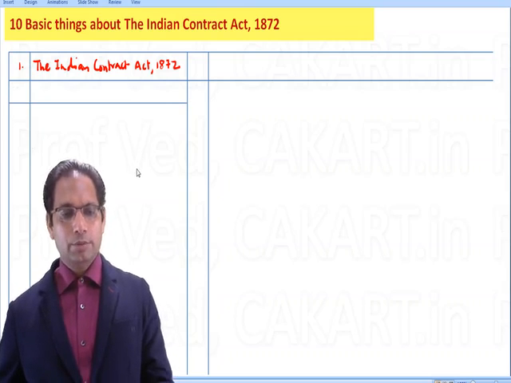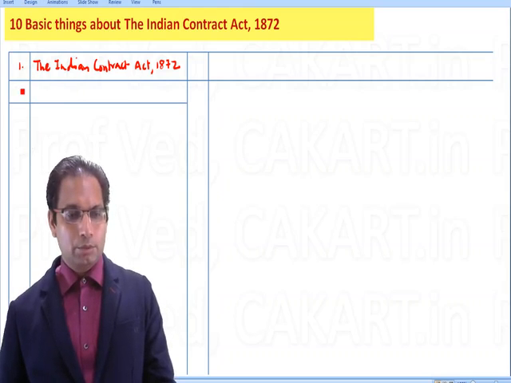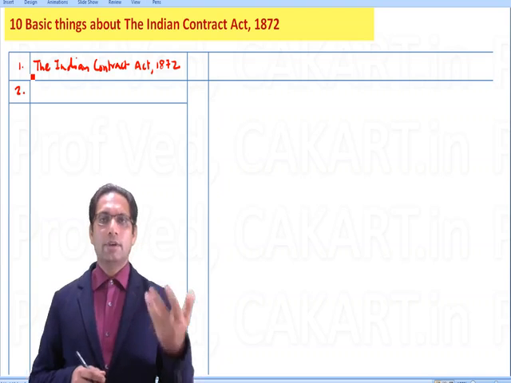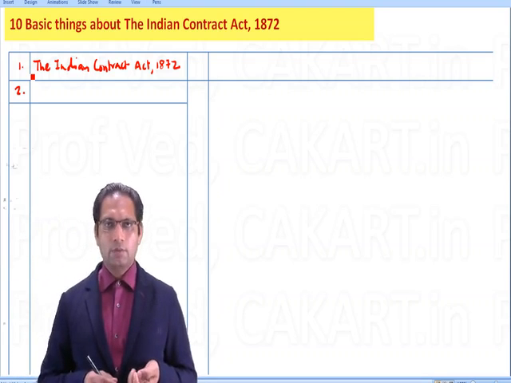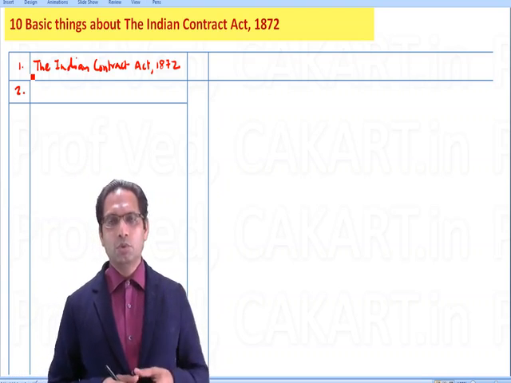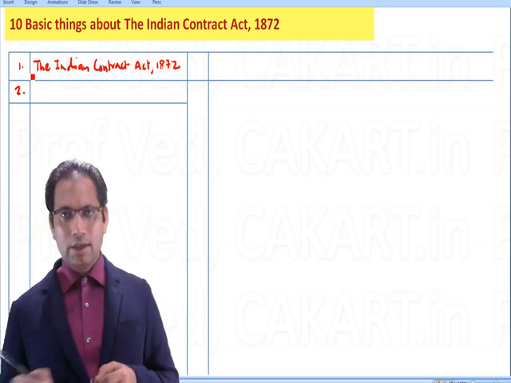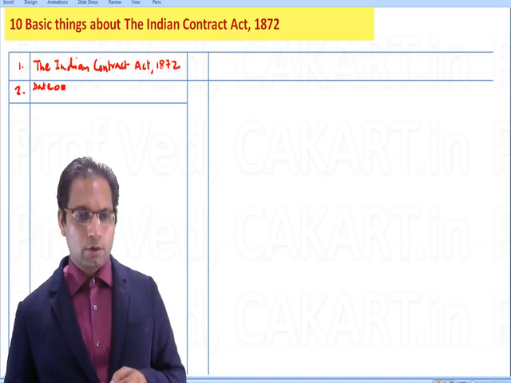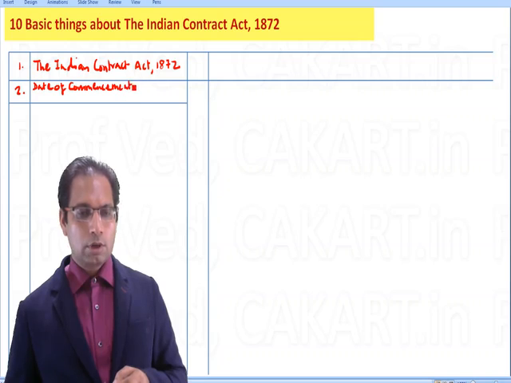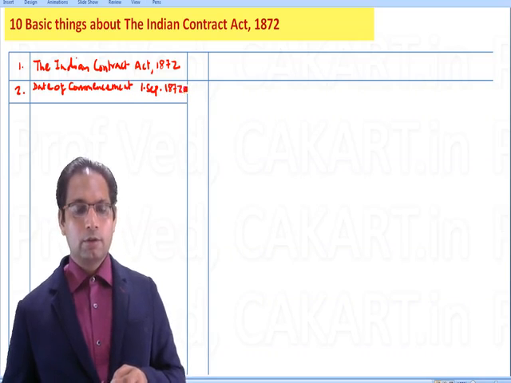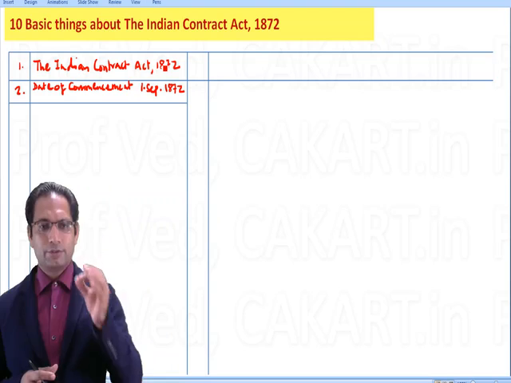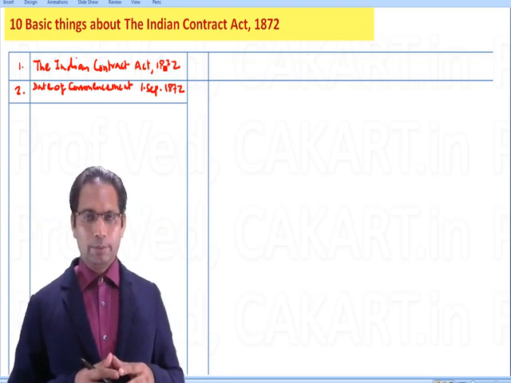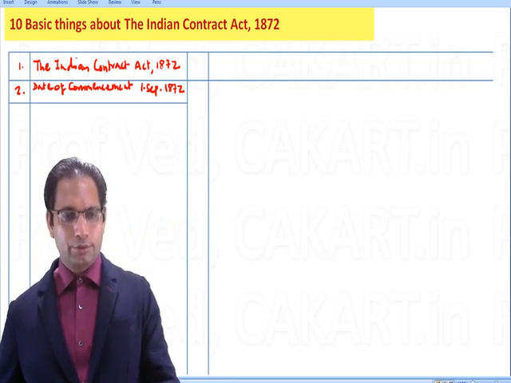So the second thing we need to know, class, is the date of enactment. When was it enacted? When did it commence? When did it come into force? What was the date of commencement? So we know that, right? We just looked at that Act: 1st September 1872. So we will have to keep that in mind. Okay, so that is the second point, sir.